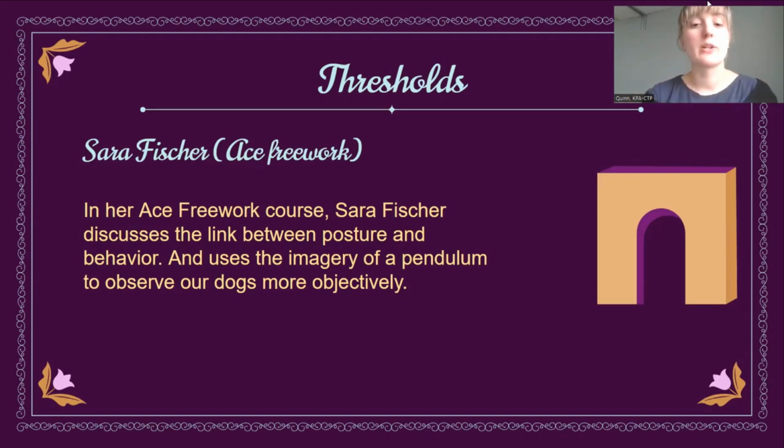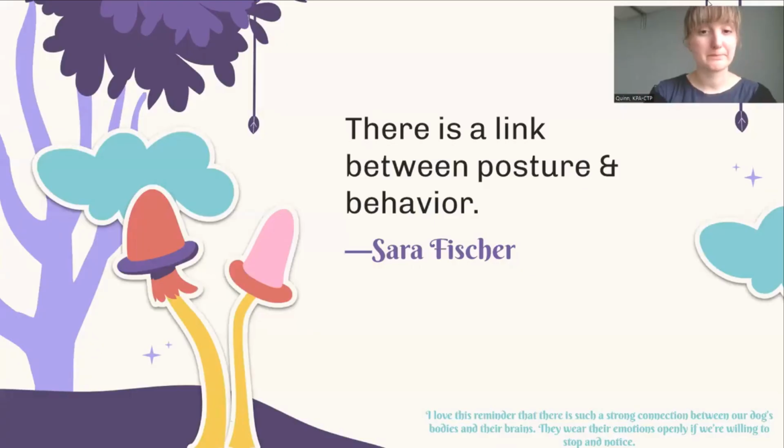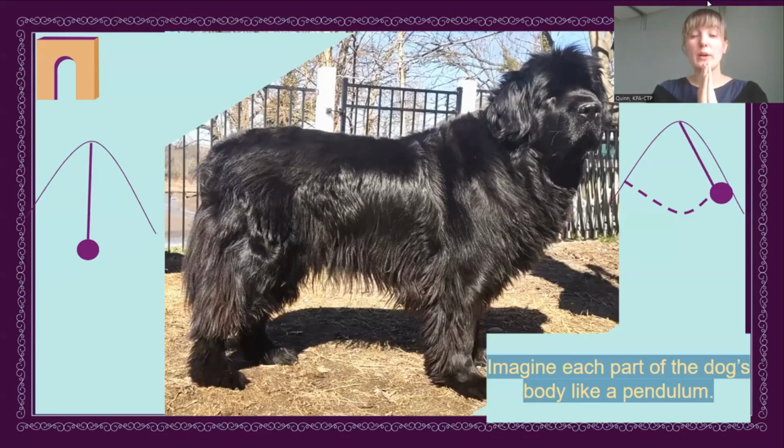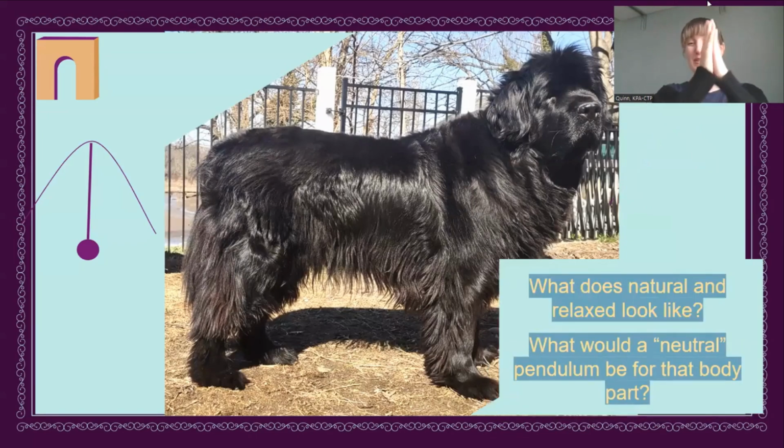In her ACE free work course, Sarah Fisher discusses the link between posture and behavior and uses the imagery of a pendulum to observe our dogs more objectively. I love this reminder that there's such a strong connection between our dogs' bodies and their brains. They wear their emotions openly if we're willing to stop and notice. So, we're going to look at our dog and imagine each part of the dog like a pendulum. Obviously, the pendulum can be neutral. This is relaxed and neutral.